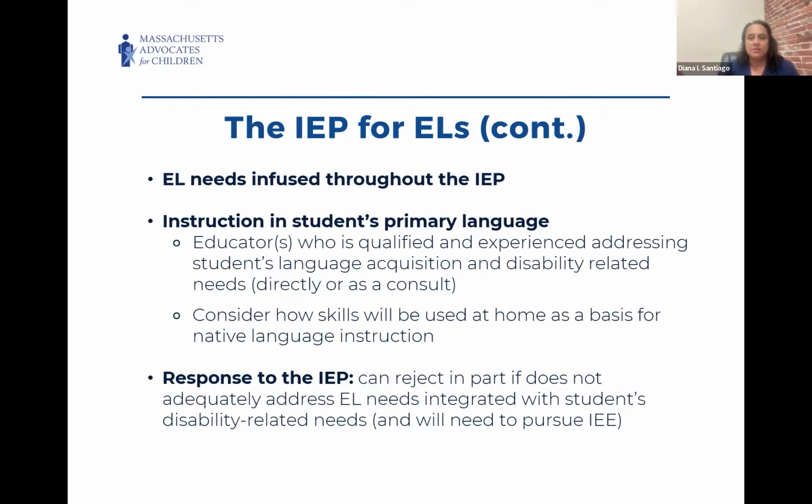And then, of course, considering skills at home. So in the classroom, if that student is in an English immersion setting and is developing language, how is that going to interact with, or maybe even interfere with, generalization of skills to the home setting, which is a crucial part of special education. Next slide, please.